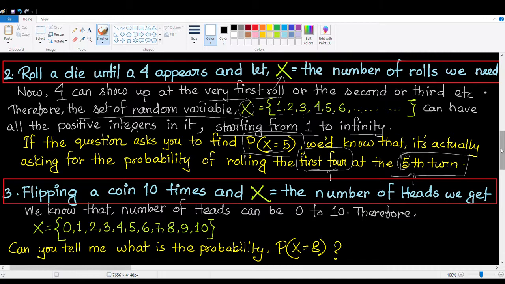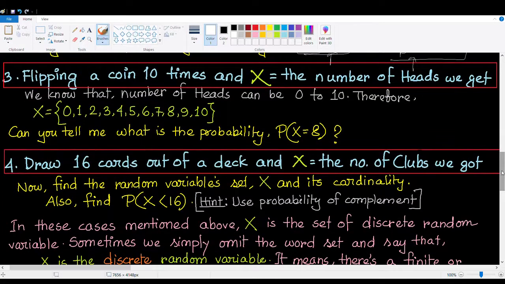Okay, so let's see example 3. In example 3, you're flipping a coin 10 times and X is the number of heads we get. You know that the minimum number of heads found from 10 flips is 0. So 0, 1, 2, 3, 4, 5, 6, 7, 8, 9, 10 are the elements in the random variable set where X is defined as the number of heads got from 10 flips. Now, my question to you is, can you tell me what is P of X equals 8? That means, what is the probability of getting exactly 8 heads out of 10 flips?